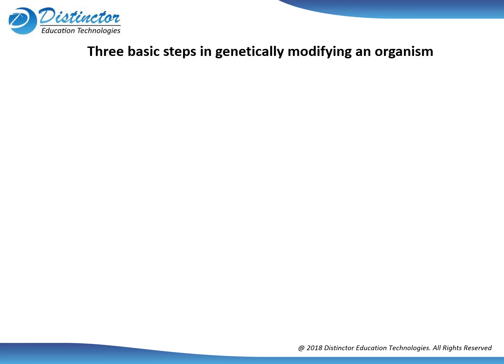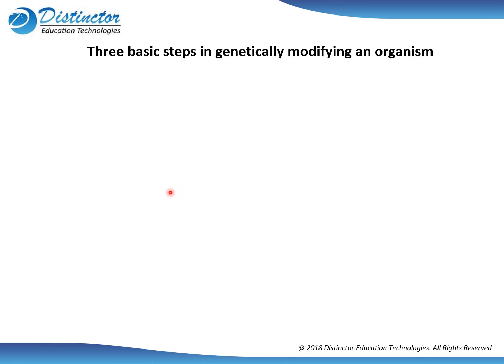So these are the three basic steps involved in genetically modifying an organism. Till now we have seen how to construct an artificial bacteria, which was initially started by two scientists. So likewise, even now we are using a plasmid as one of the vectors.